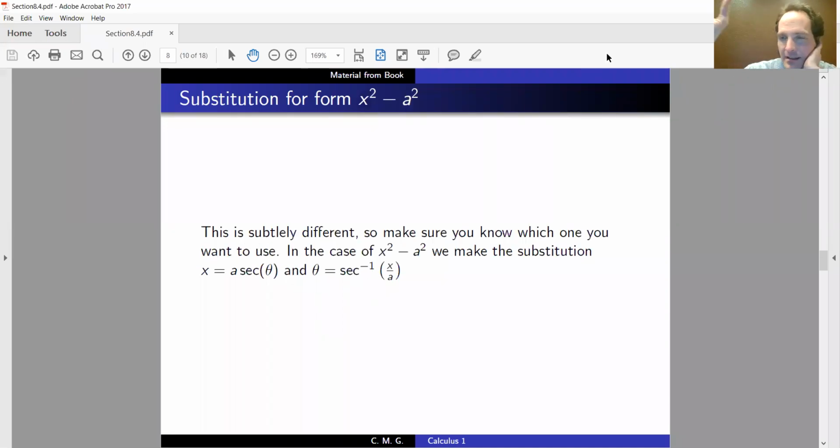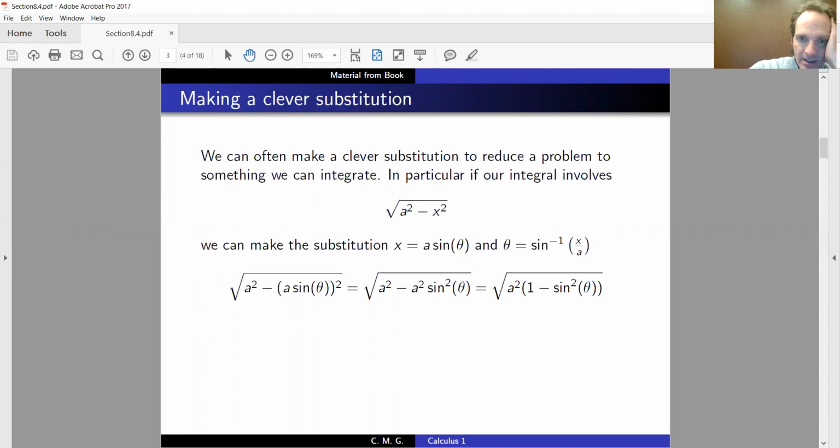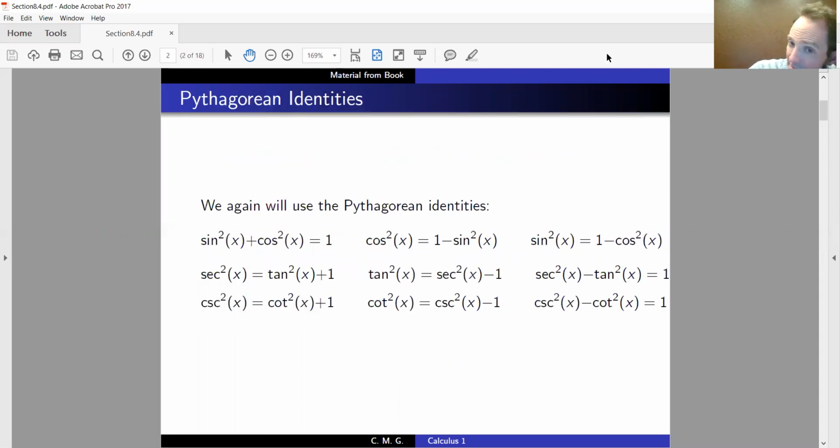And then the last one we want to talk about for forms is x squared minus a squared. This is a little bit different than the first one. The first one was a squared minus x squared. So you have to make sure you know which one you're doing. If I have the x first, I need to do the substitution a secant theta. And the reason is we're going to end up with something minus 1, secant squared minus 1, instead of 1 minus something squared.